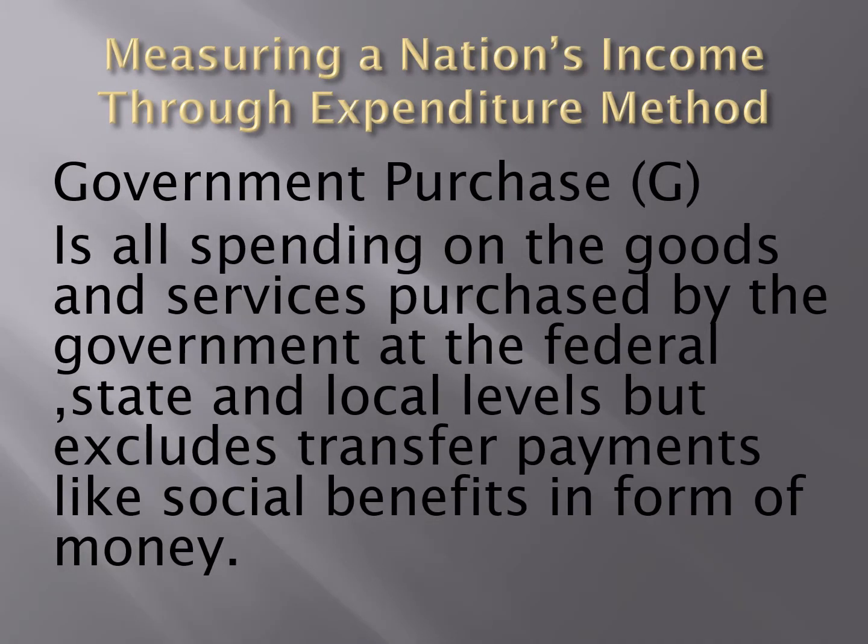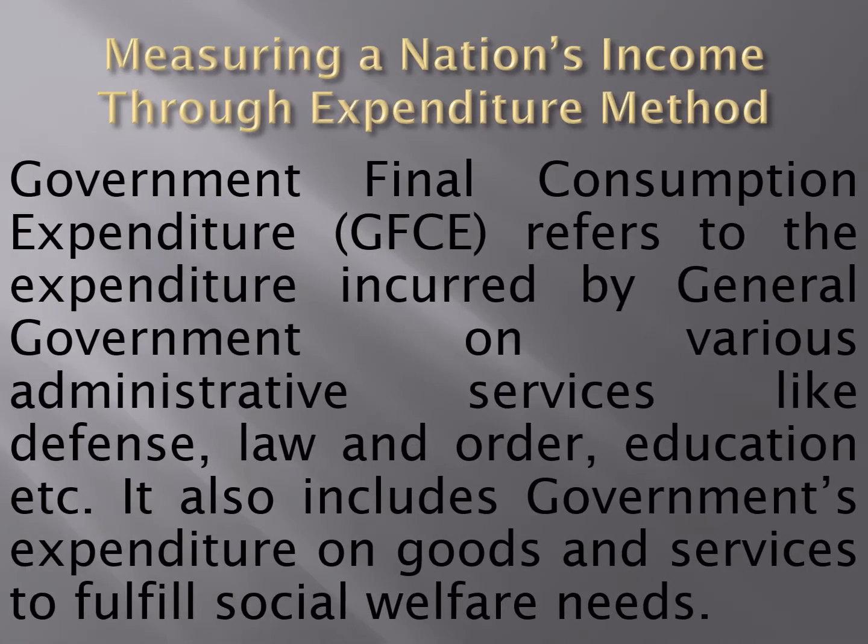Government purchase is all spending on goods and services purchased by the government at federal, state and local levels, but excludes transfer payments like social benefits. Government final consumption expenditure refers to the expenditure incurred by the general government on various administrative services like defense, law and order, education. It also includes government expenditure on goods and services to fulfill social welfare.